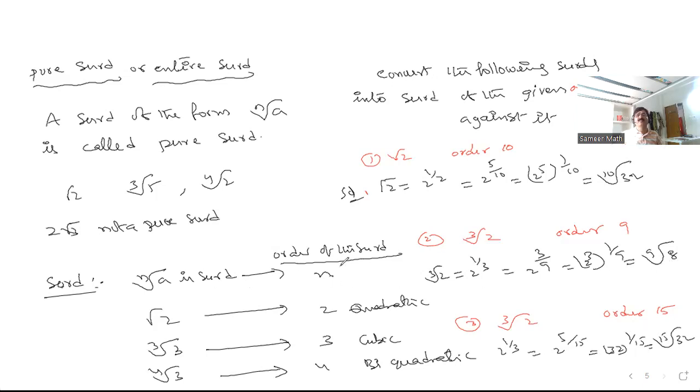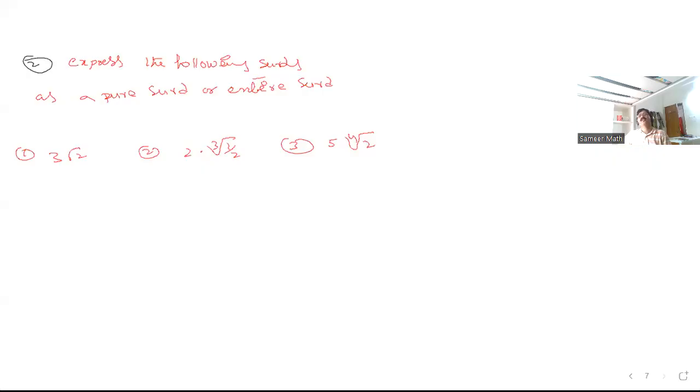I discussed here the order of the surd, and how to convert the given one into a given order. We'll go for the next one. We'll move on to the second question. The second question is: express the following surd as a pure surd.